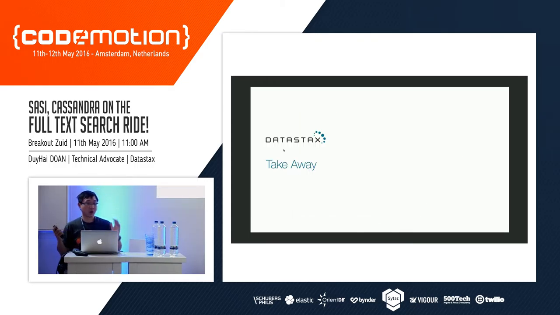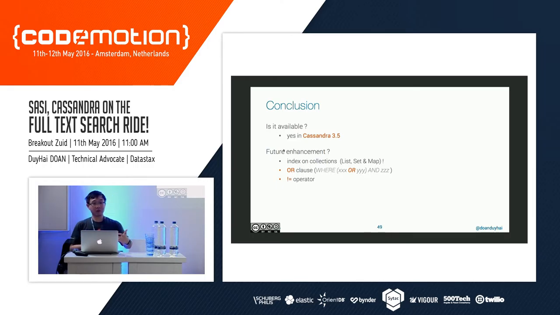So the takeaway: is it available? Yes, in Cassandra 3.5. In fact, it is already available in Cassandra 3.4, but it has critical bugs. I tested it and found critical bugs, so they fixed them. So use 3.5. For future enhancements, they will also allow indexing on collections, so you can index list, set, and map. They will introduce the OR clause, so where, blah, blah, blah, OR, blah, blah, blah, and so on. Very interesting. They will also introduce the not equal operator, which is not available right now.